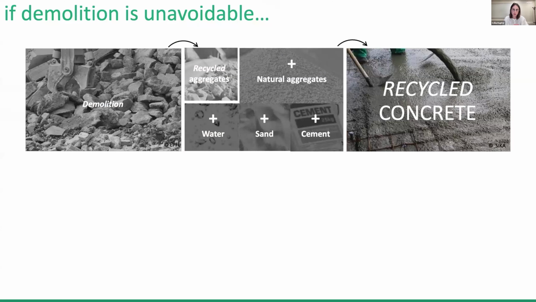Today, demolition rubble is used for road construction or at best recycled as aggregates in so-called recycled concrete mixes. However, those mixes have on average similar CO2 footprints to new concrete mixes because they require the same amount of fresh cement, plus they still require the same amount of sand and water. For this reason, other solutions for discarded concrete remain to be investigated.